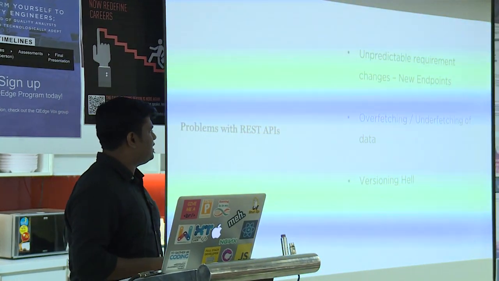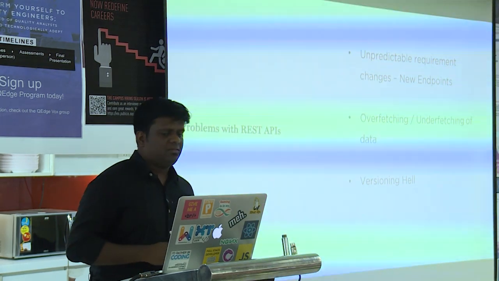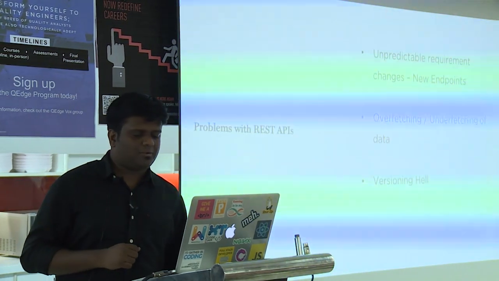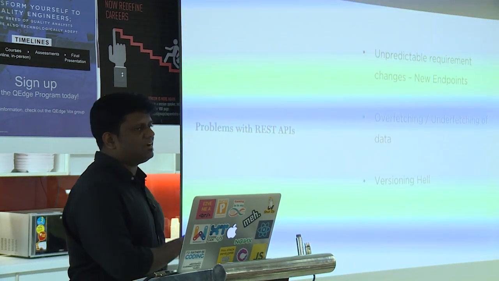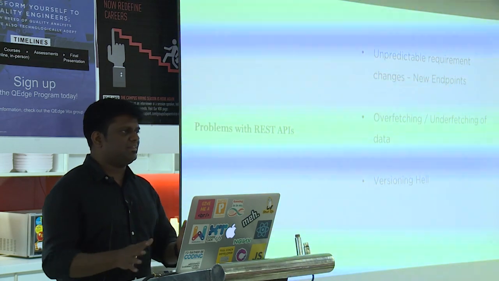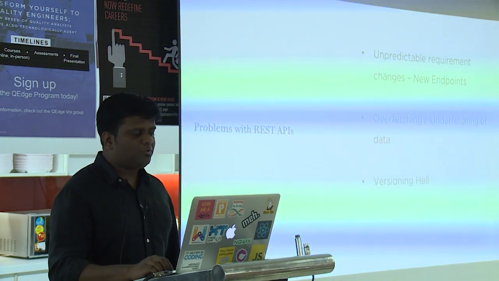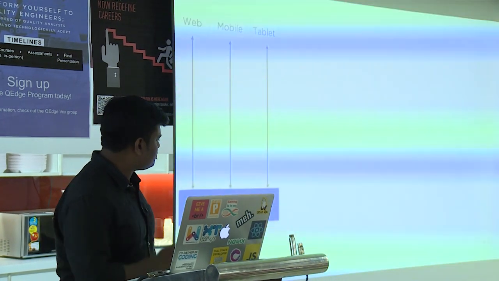Now the third part is called versioning hell. So who has faced this problem of versioning hell? If you're using REST APIs, you have at least 2 to 3 versions of the REST APIs running at the same time, right? So how do we run into such a scenario?